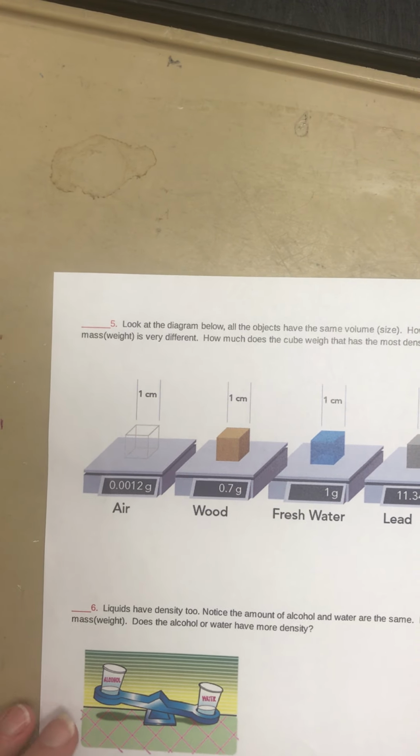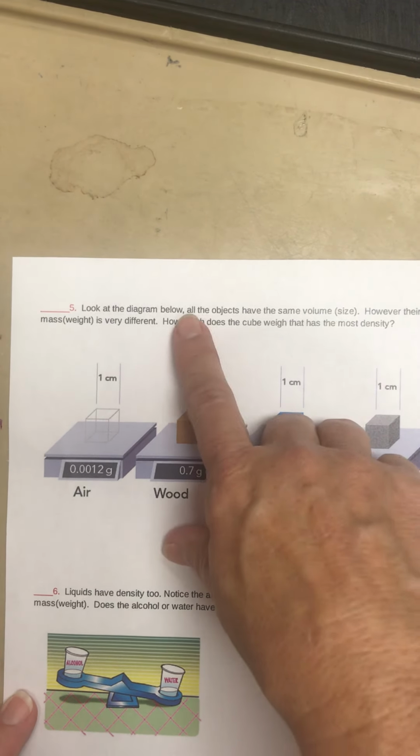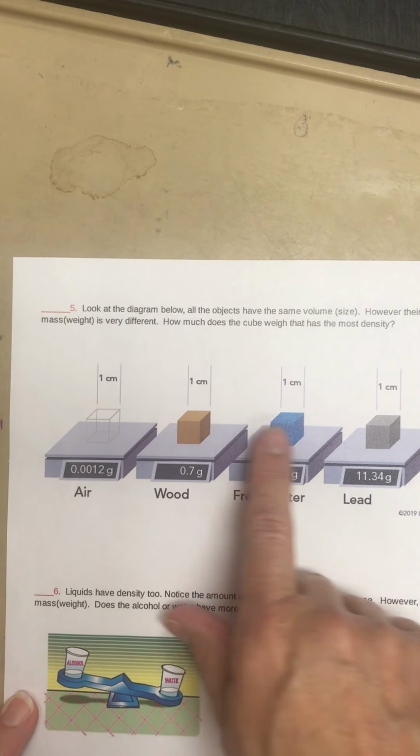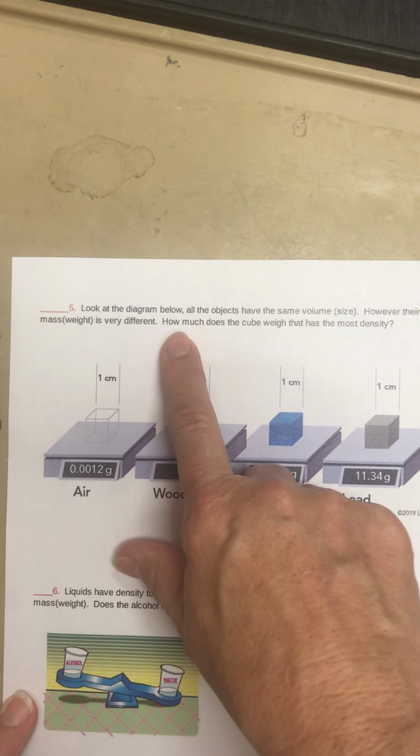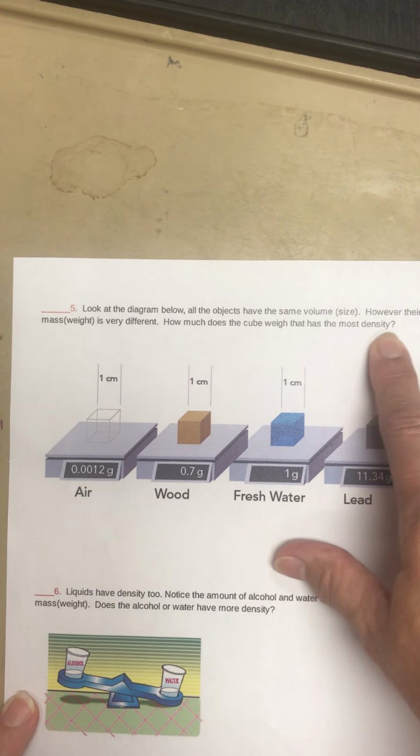Okay, the next one says, look at the diagram below. All the objects have the same size. Notice they're all the same size, 1 centimeter by 1 centimeter by 1 centimeter. However, their mass and weight is very different. How much does the cube weigh that has the most density?